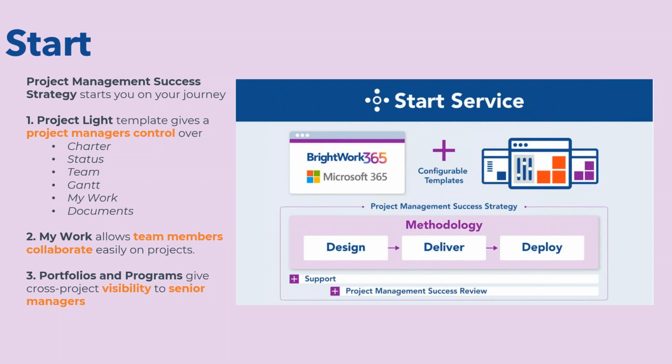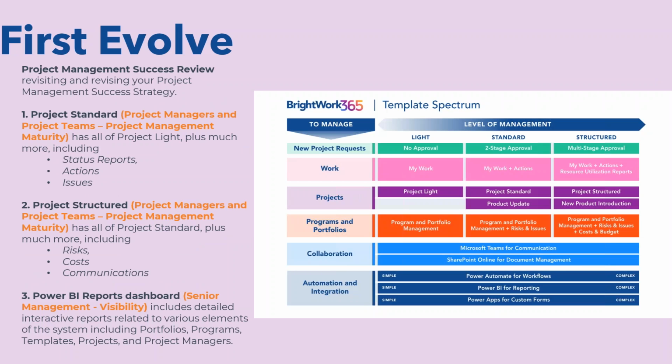And it says, I'll put in a project light template, get lots of projects using it. I'll give team members My Work, and I'll give senior managers some starting dashboards. And then I will support that, help the organizations adopt it properly, take the feedback, and then at some later point when it's bedded in, I will do my first evolve of the centralized PPM. So what you would do, if you look at the top left of the slide, is a project management success review. How is my centralized PPM doing so far?